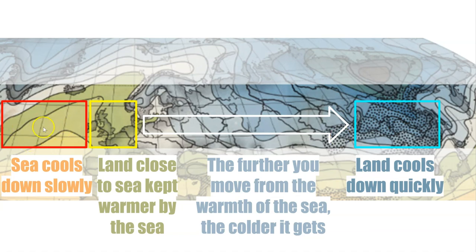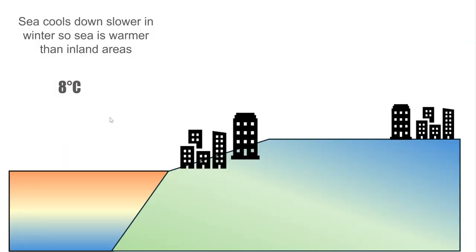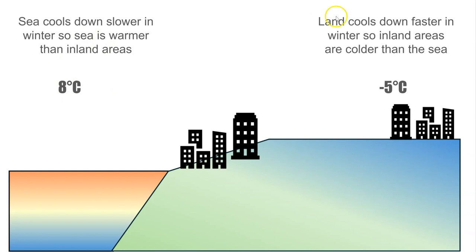The sea cools down slowly. The land cools down really quickly. The British Isles, because we're close to the sea, are kept relatively warm. Let's take a look at this little graphic here. So let's imagine this. The sea cools down slower in the winter, so the sea is warmer than inland areas. So let's say it's 8 degrees. The land cools down faster in the winter, so it's colder than the sea, let's say -5. What temperature is the coastal settlement going to be? Well, it's not going to be as cold as -5, is it? Well, it's not going to be as warm as 8 either, because it is the land.